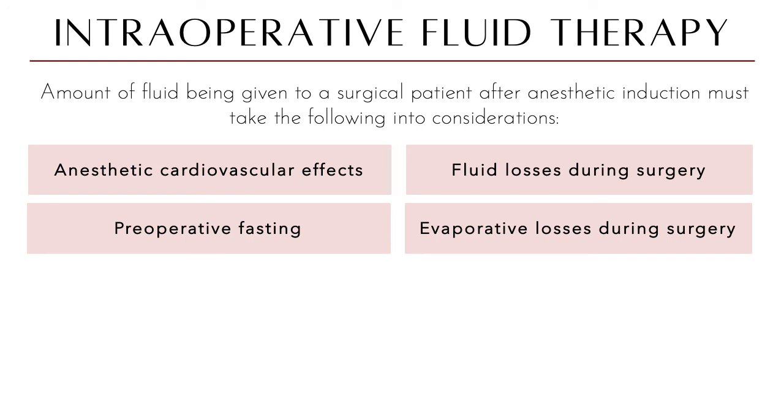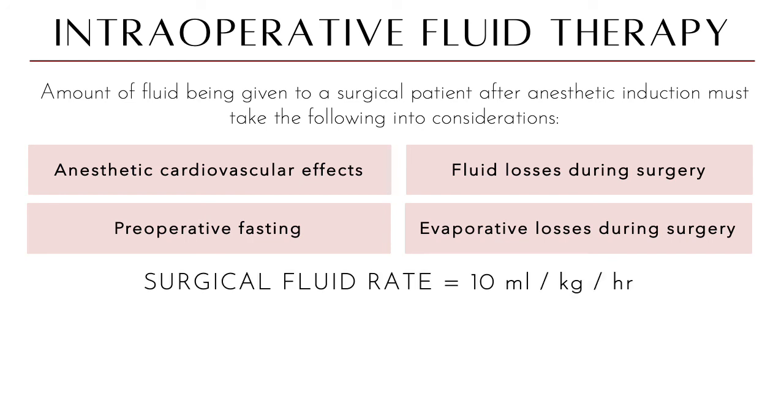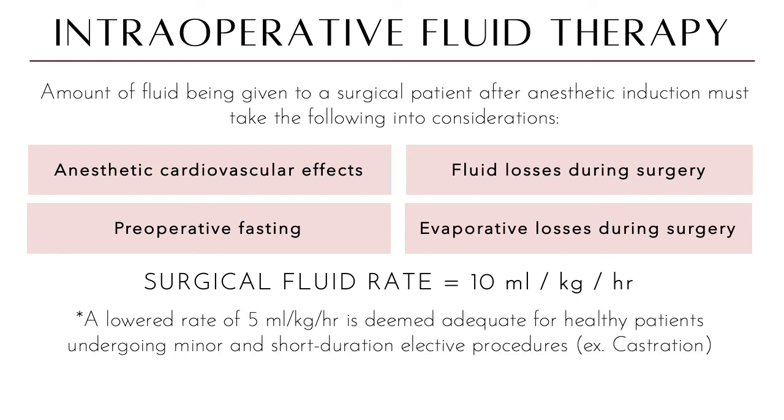Maintenance is before you start surgery. Once you're about to start your surgery, you bring it up to 10 mL per kg per hour, right? From 2 mL per kg per hour to 10 mL per kg per hour. Now, is it always like this? Again, no. A lower rate of 5 mL per kg per hour is deemed adequate for healthy patients undergoing minor and short duration elective procedures like castration, right? You don't want to put too much.